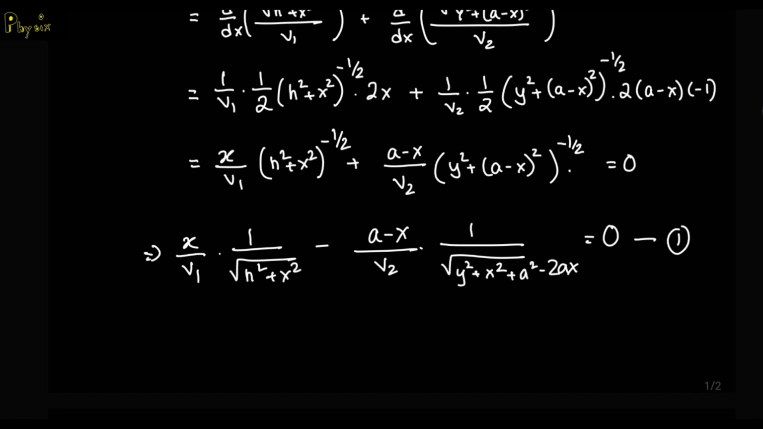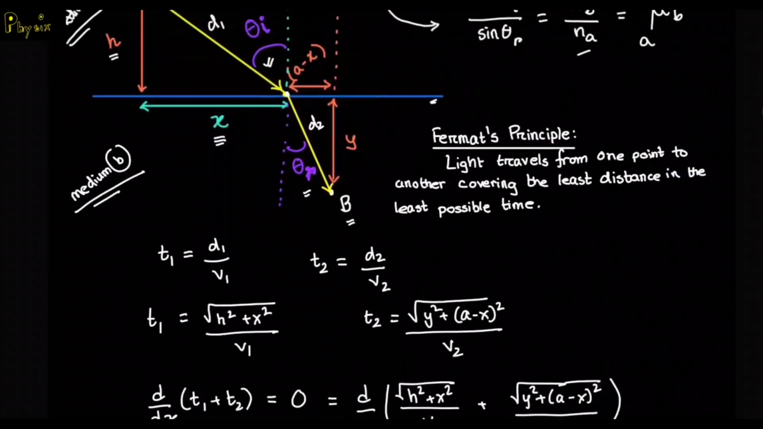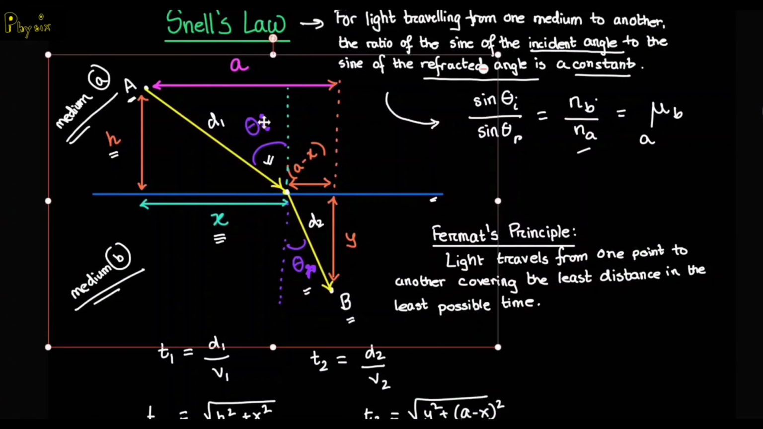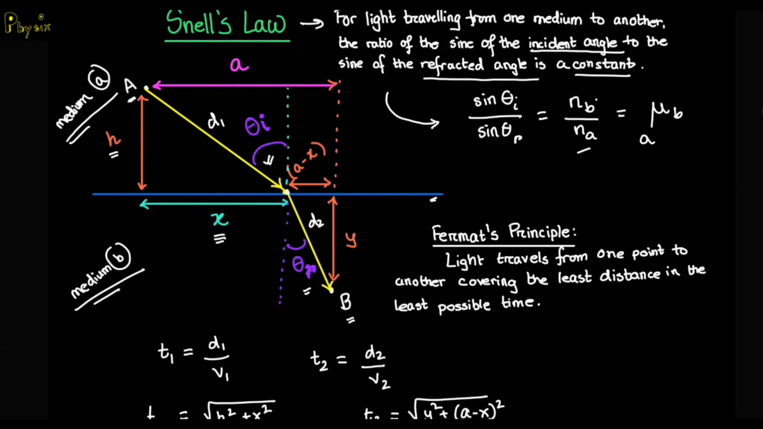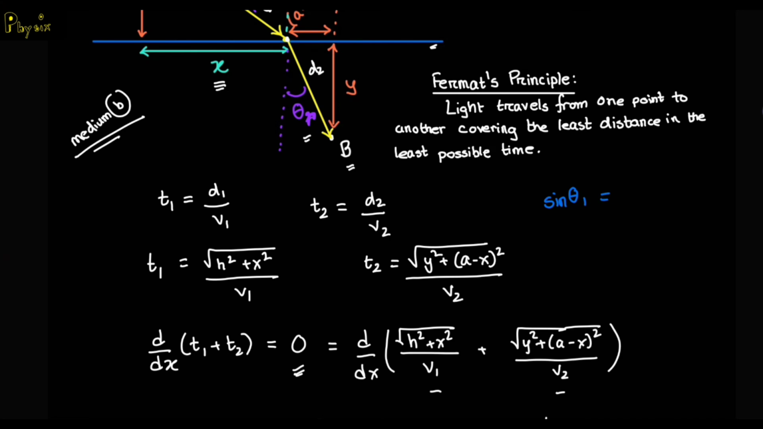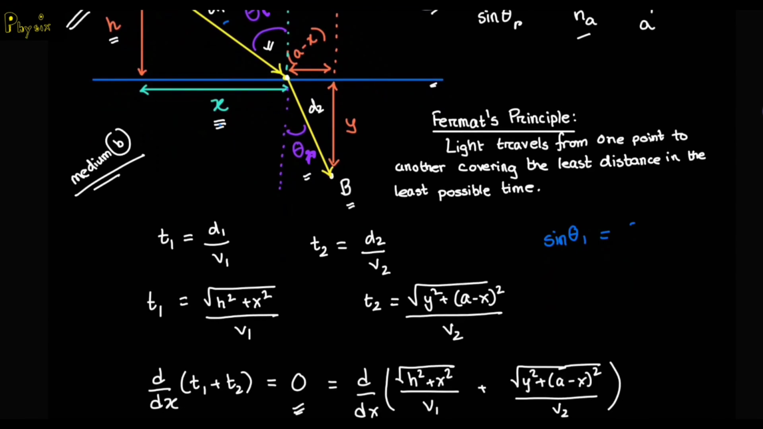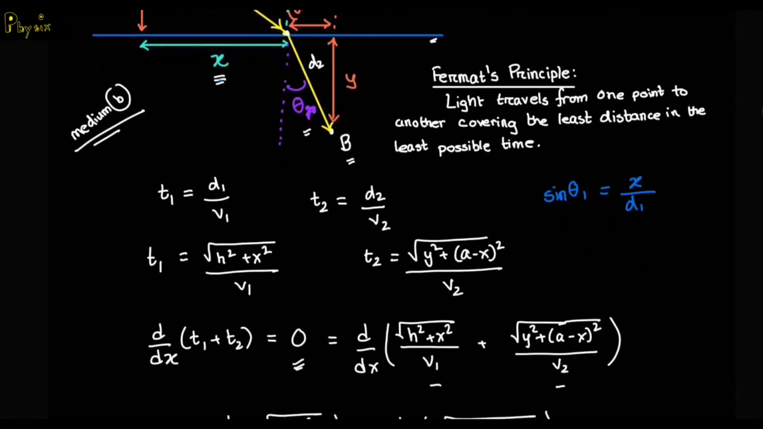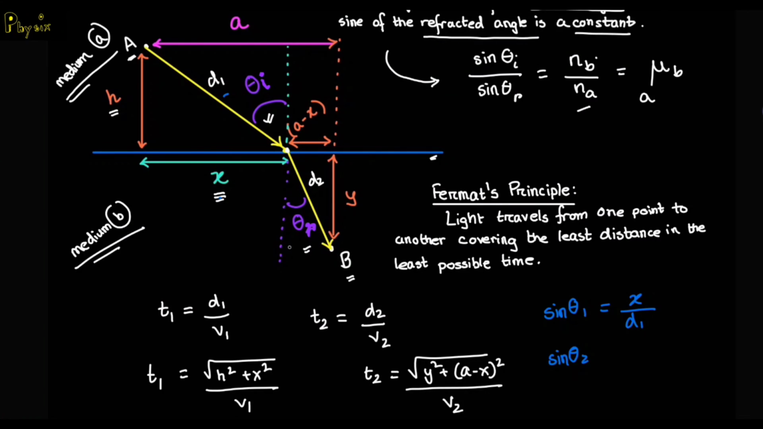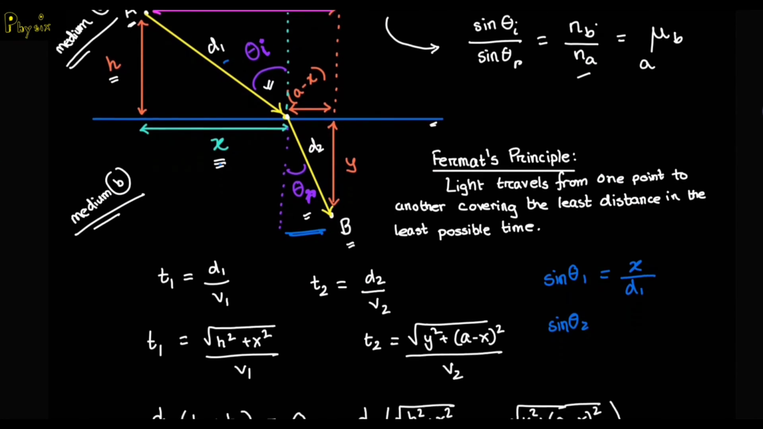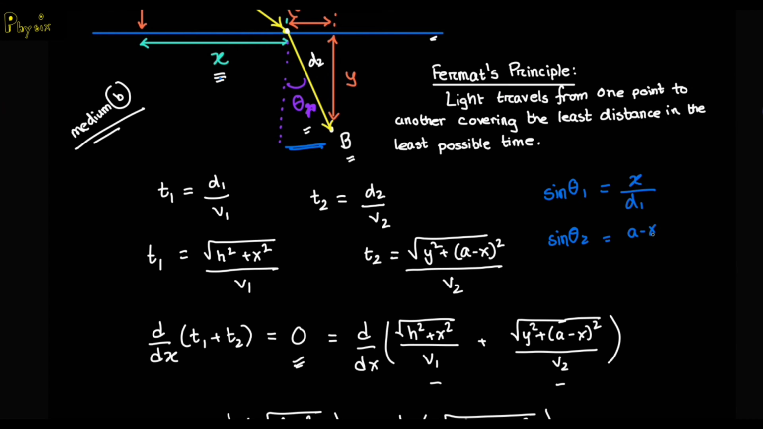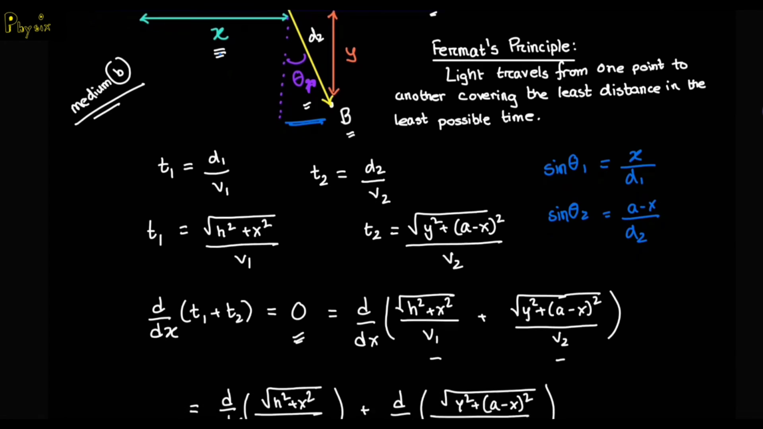Now, if we want to brush up our trigonometric concepts, you would notice that sine of theta 1 from the given image would be x over d1. And we also know that, if we look at this triangle over here, sine of theta 2 would be a minus x over d2, right?